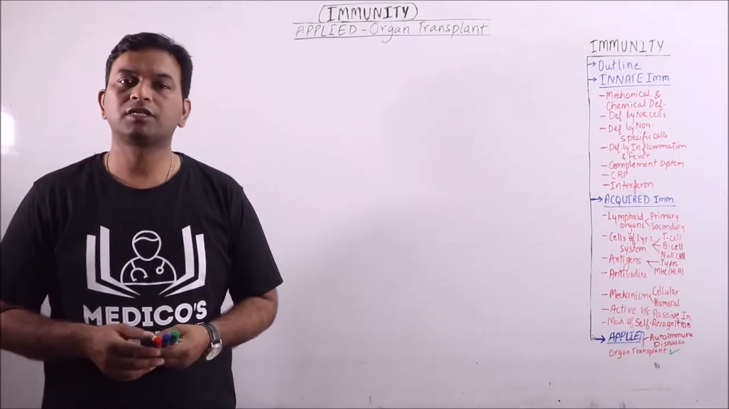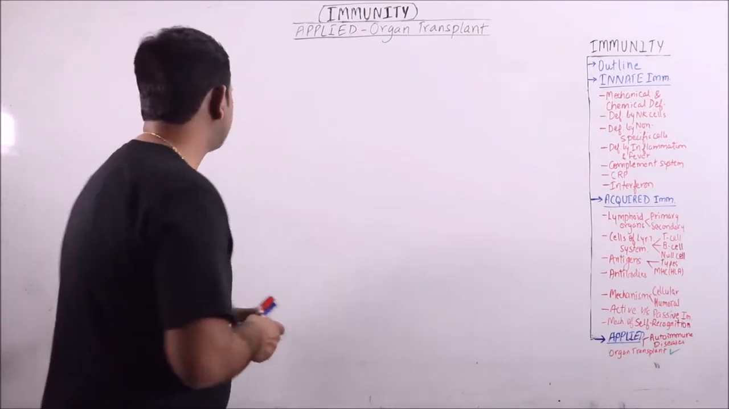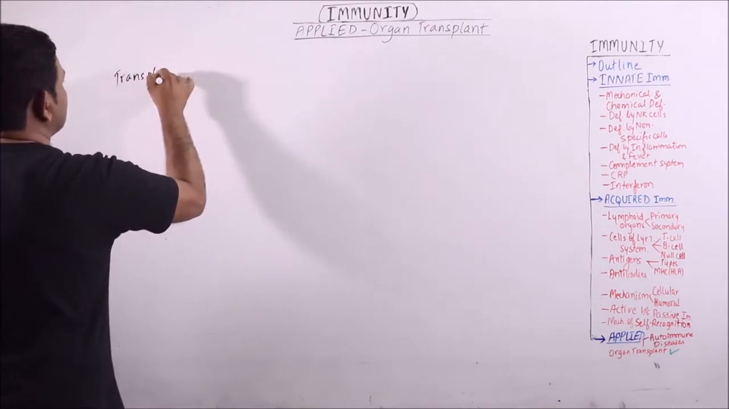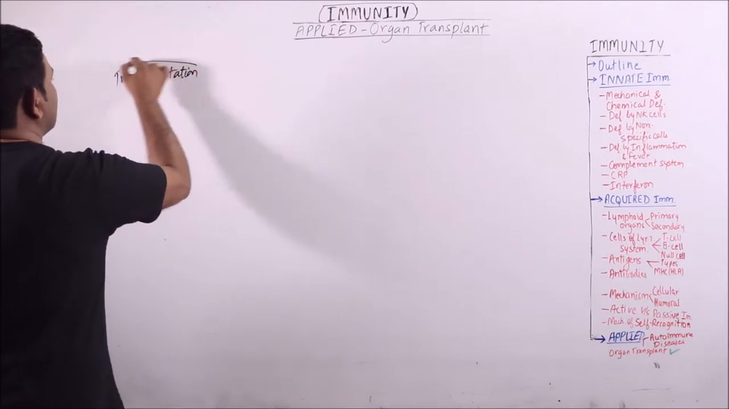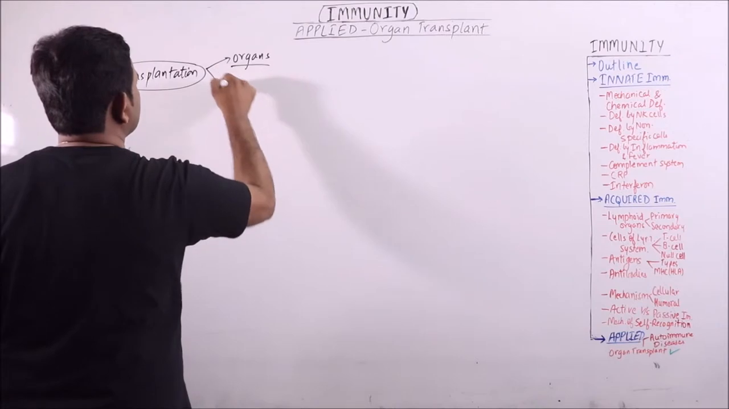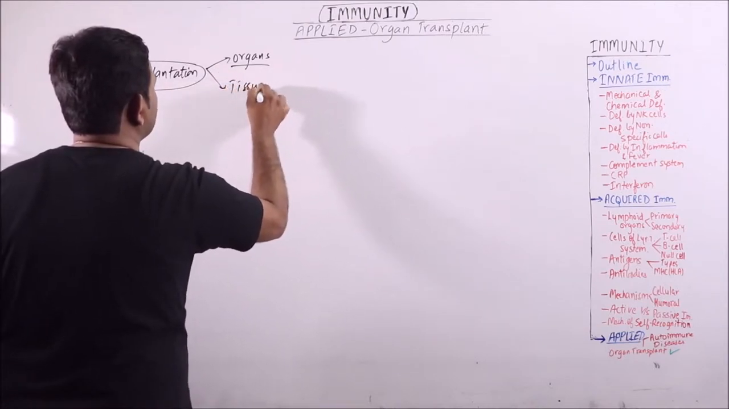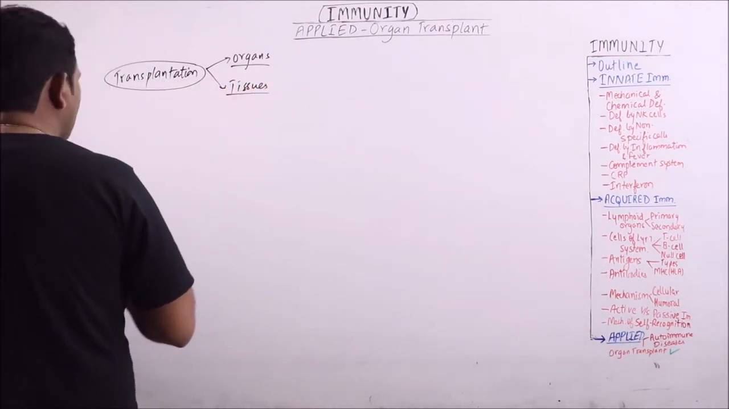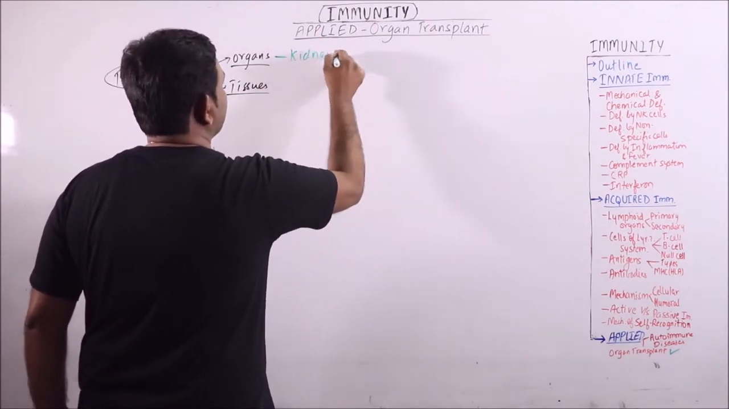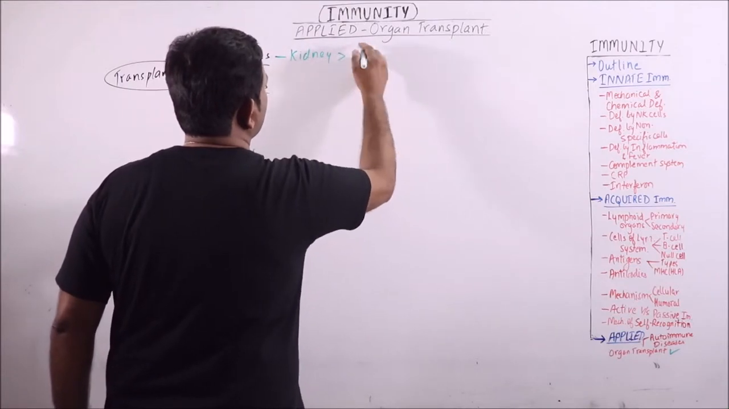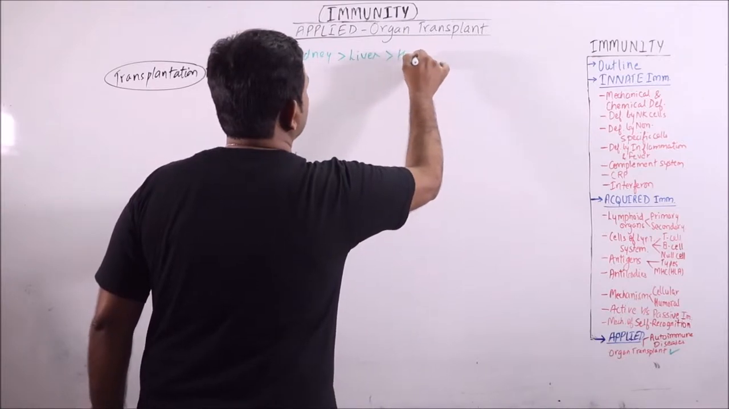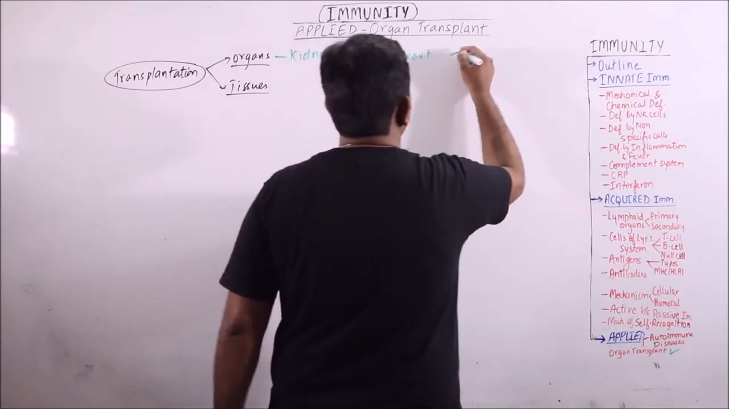In this video, I am going to discuss organ transplantation. Transplantation can be done of organs and tissues as well. Most commonly transplanted organ is kidney, followed by liver and heart.